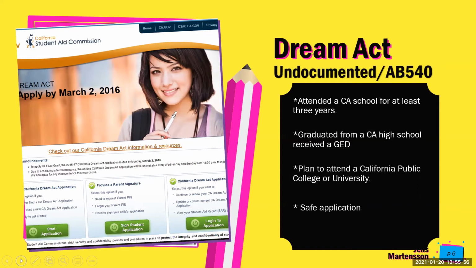On the AB 540 criteria, they will be asking you if you've attended at least 3 years in a California school. You can use a variety of those 3 years with elementary school, high school, community college, and any adult education programs listed on the list that they will provide you.